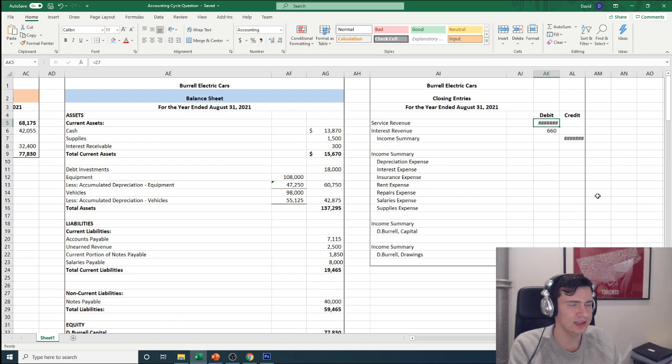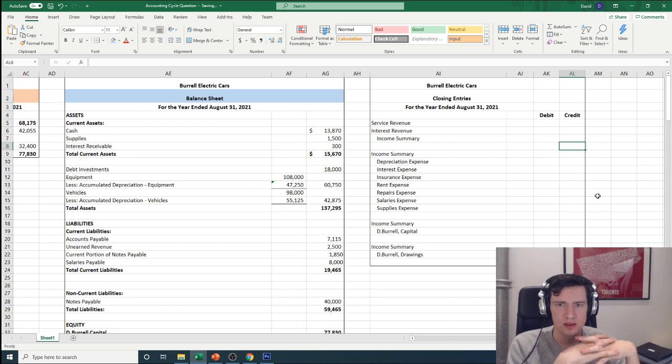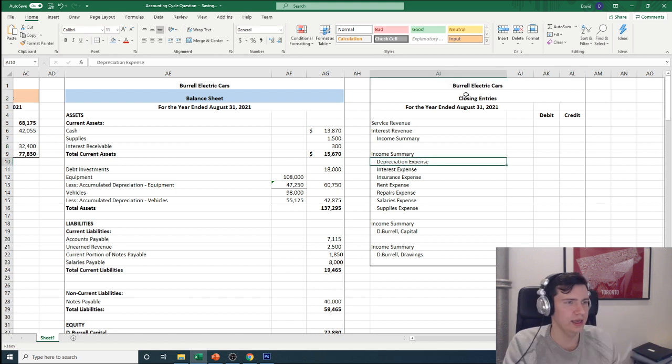So for this last bit, I want to go through closing entries. I want to do this one interactively, because I think closing entries can sometimes be a little bit tricky. So let's go ahead and do that together. So the service revenue account, we need to close that amount.